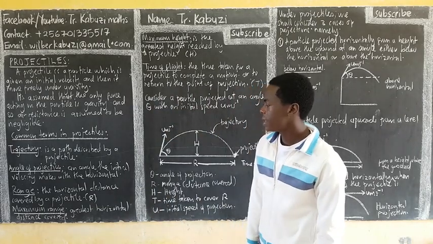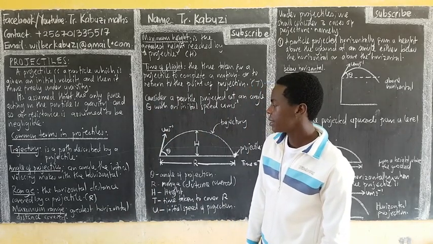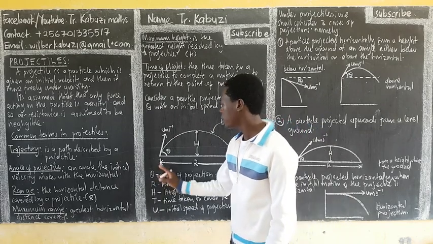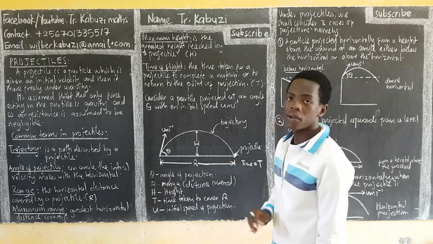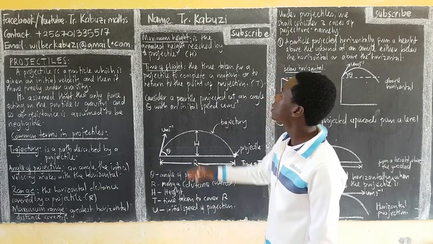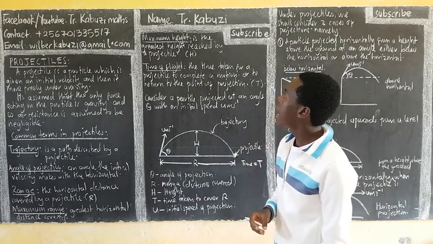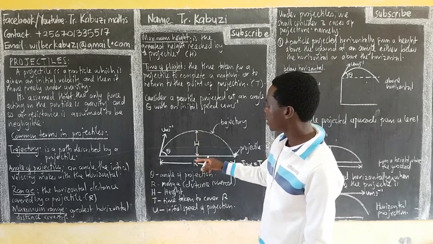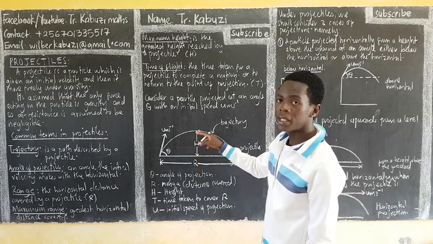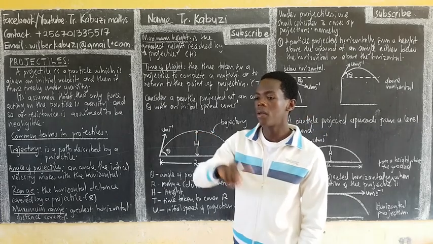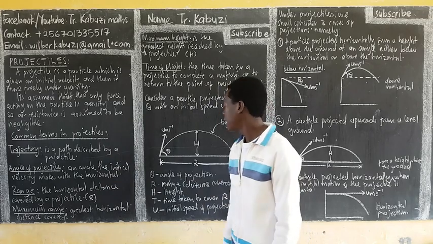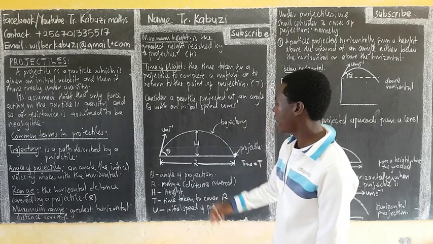Then maximum range is the greatest horizontal distance covered by the particle. So how far this particle is going to move, that's what we call the maximum range. Then the maximum height is the greatest height reached by the projectile. When something goes like this, there's this height it reaches before it falls down. So that's what we call the height.